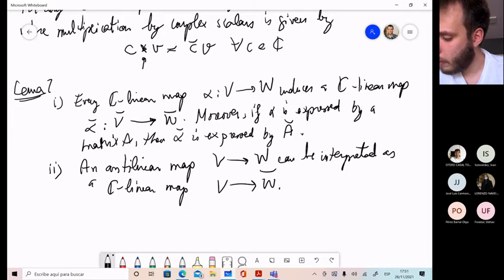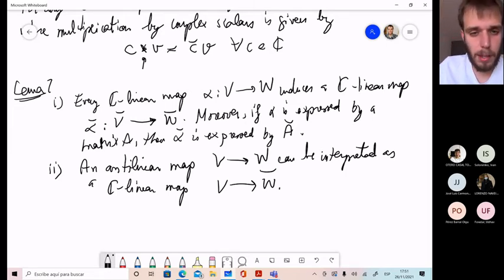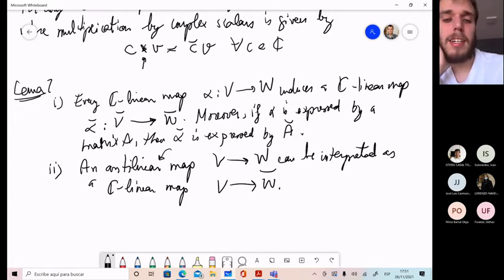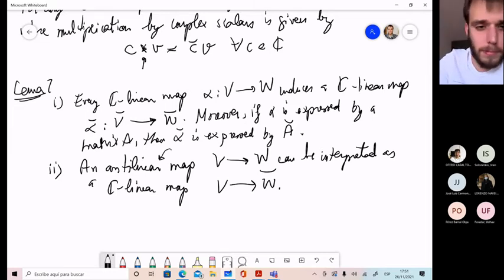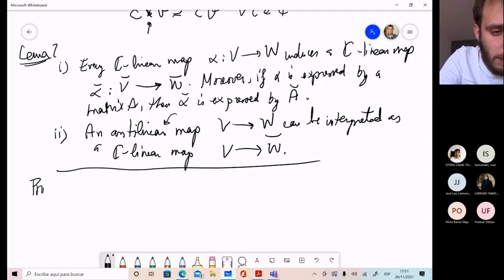So this lemma was clarifying for me because it tells you exactly that if you start with an antilinear map, this is just a C-linear map where you have changed the way you multiply the complex numbers. So it's very similar after all. There is a kind of symmetry between the holomorphic and anti-holomorphic settings. Okay, so let's go with this.